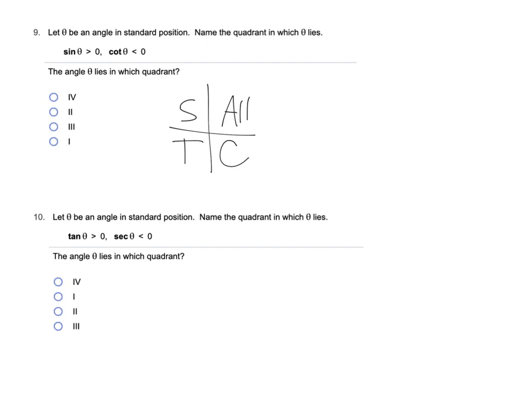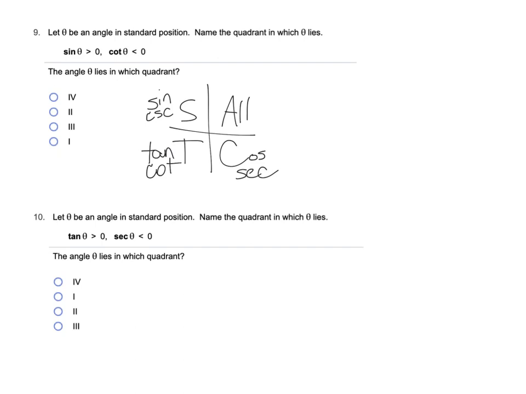The S stands for sine, of course, and its reciprocal, which is cosecant. Those are positive in quadrant 2. And then quadrant 3, the T, of course, is tangent, and its reciprocal is cotangent. And then finally, quadrant 4, the C is cosine and secant. So remember, this tells you in which quadrants the trig values are positive.